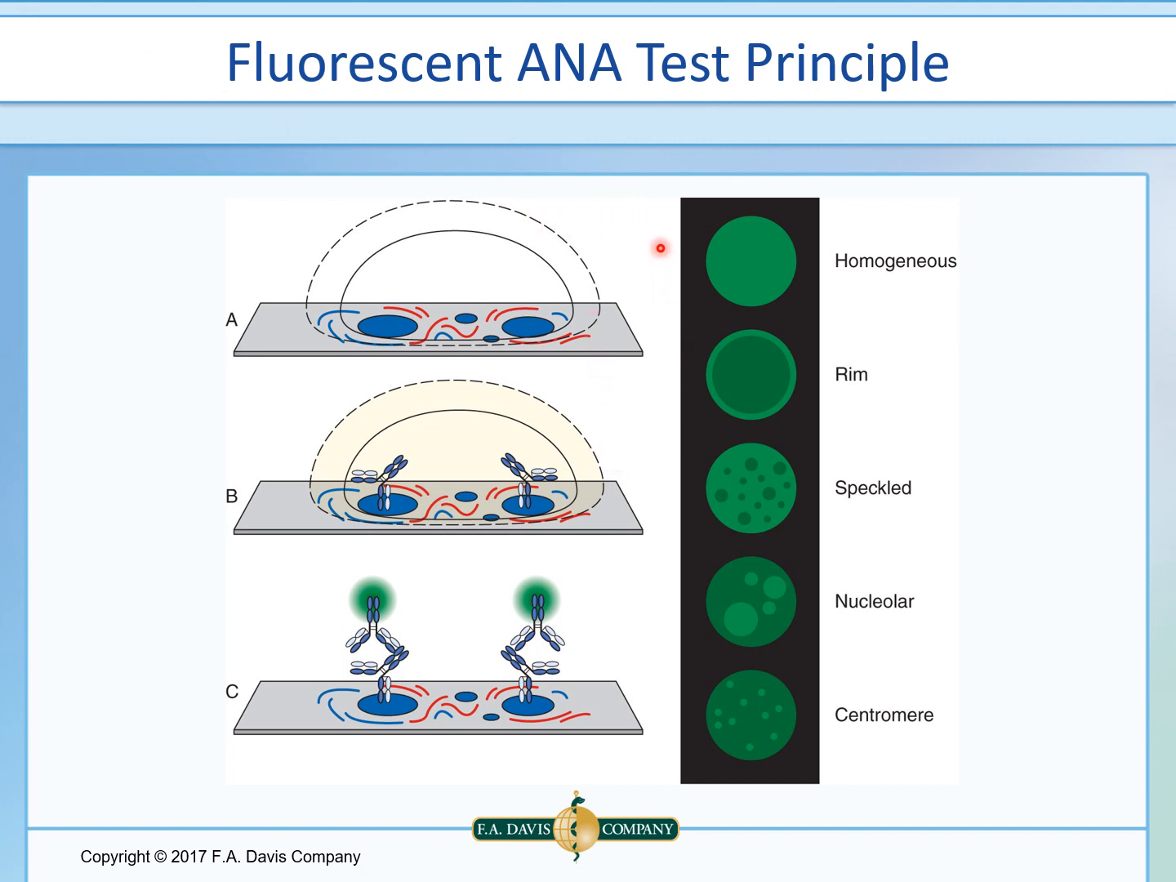Interpretation of the slides takes technical expertise, as one has to interpret the different patterns observed. So once the slide fluoresces, as seen in figure C, these different patterns need to be identified. The homogeneous pattern at the top, also known as the diffuse pattern, is most commonly associated with lupus specifically. So with this, it's uniform staining of the entire nucleus. This staining pattern can be observed as a result of antibodies to double-stranded DNA, histones, or DNP, seen in lupus.